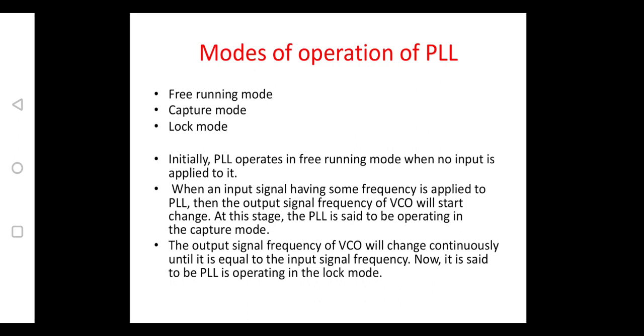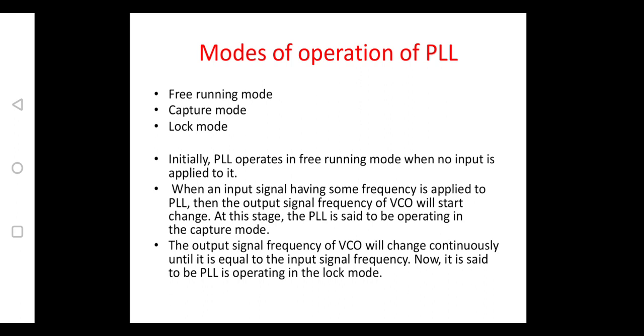The phase locked loop can be operated in three different modes: one is free running mode, the second is capture mode, and the third is lock mode. If we are not applying any input signal but still get some frequency, such a frequency is called the free running frequency.